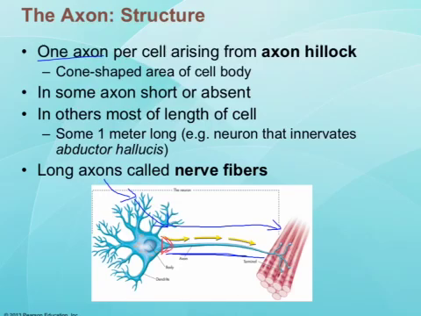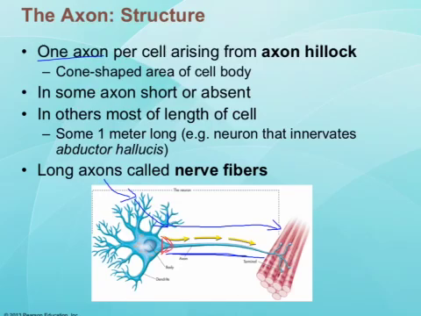Some axons may be short, but for the motor neuron, normally it has very long axons, like 1 meter long. For example, the neuron that innervates the adductor hallucis. Remember where the adductor hallucis is? Just by the name, you know it adducts the hallux. That's the big toe, so it's inside the foot. So think how long this axon has to go from the spinal cord until the big toe.